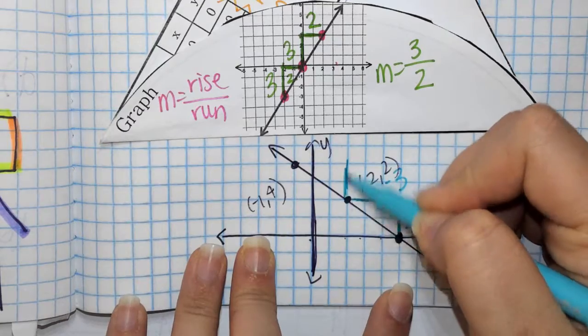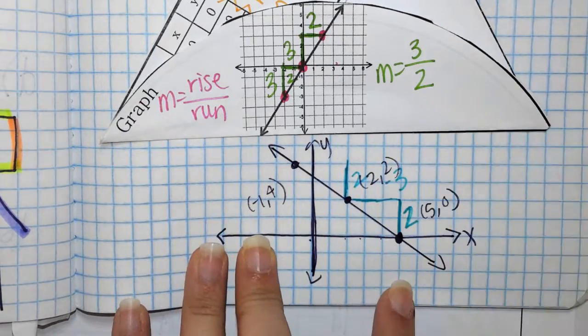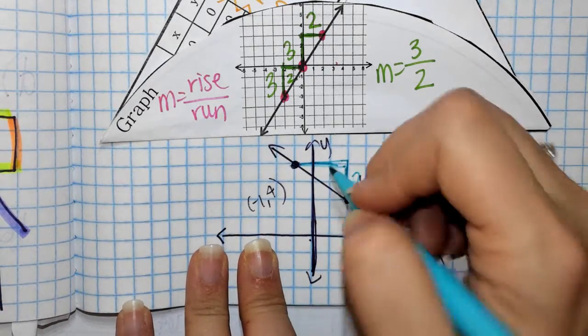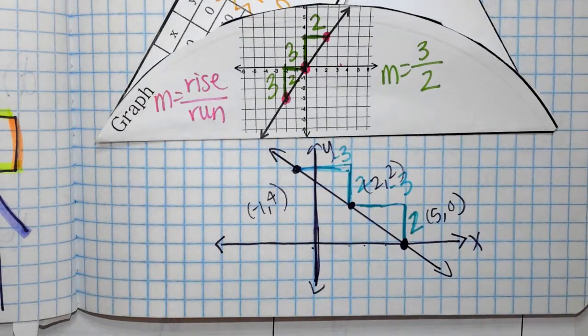Alright, who can tell me the rise from this point to this point? What's our rise right here? 2. Awesome. Sarah, you and Kimberly both get a point. And then what's our run? Positive or negative? Negative 3.